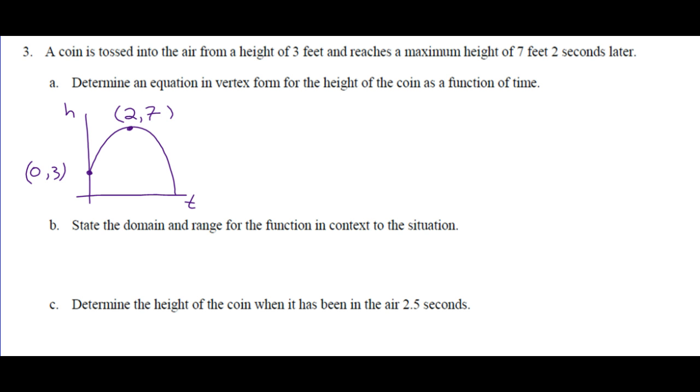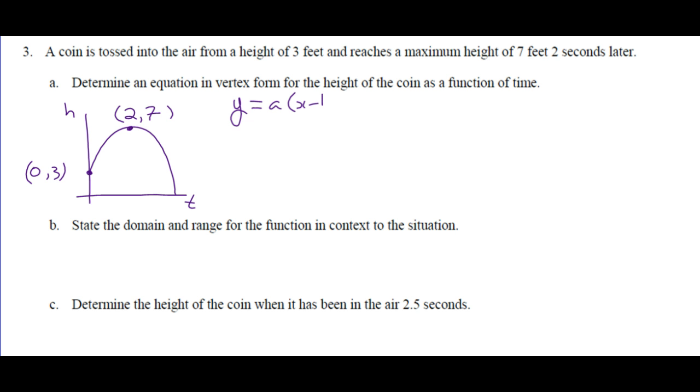Okay, anyways, does that match the situation? Is that what we got? Yeah? So at time 0, the coin starts out at 3 feet. I flip the coin. 2 seconds later, it reaches its maximum height of 7. What's a vertex? It's a maximum or a minimum. Okay, what have we got? We got the vertex, we got a nice point. We know what to do with that, right? So determine an equation in vertex form.